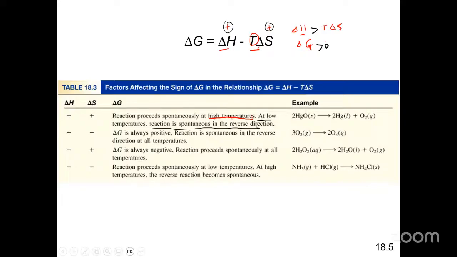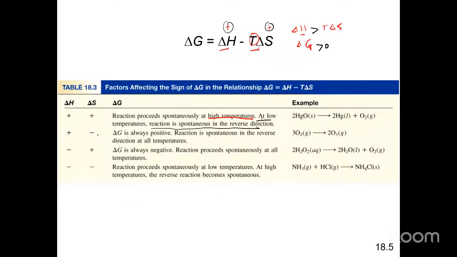So as you can see, in the case of the first example, where delta H is positive and delta S is positive, it can be a spontaneous reaction, but it depends on the temperature. If the temperature is low, then delta G will be positive. If the temperature is high, then delta G will be negative. And therefore, the reaction will be spontaneous when delta G is negative and non-spontaneous when delta G is positive.